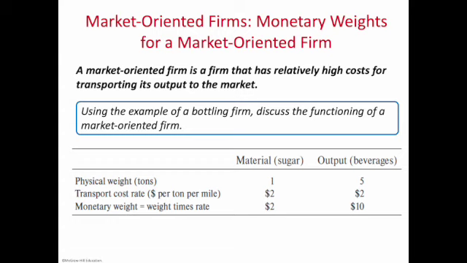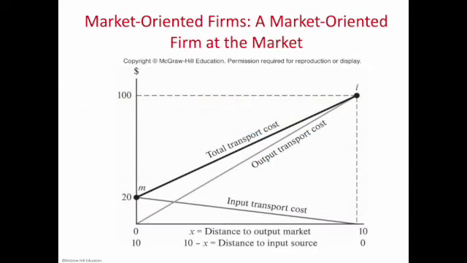Market-oriented firms, a market-oriented firm at the market. Alt text. A line graph plots input, output, and total transport costs of a market-oriented firm at the market. Horizontal axis shows X, ranging from 0 to 10. X equals distance to output market. 10 minus X equals distance to input source. Vertical axis shows cost in dollars, listing 0, 20, and 100.